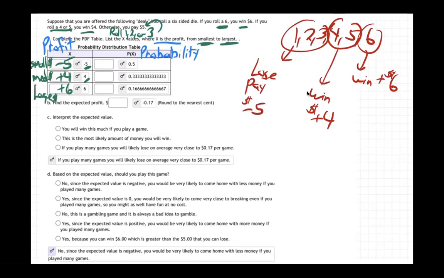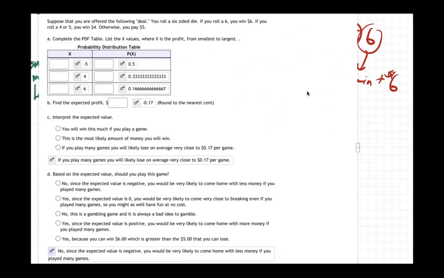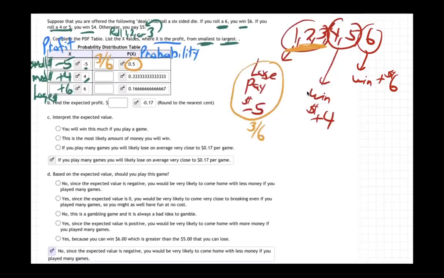So what's the chance that you're going to do that? You're going to lose and pay $5. Well, it's if you roll a one, two, or three. Well, that's 3 out of 6. So this is 3 out of 6. That's the probability, excuse me, that you're going to lose and pay $5. 3 out of 6. See what I'm doing there? 3 divided by 6, and you can put a fraction in or the decimal 0.5. It'll take it either way. I checked it. Next thing, so that's to lose $5, right?